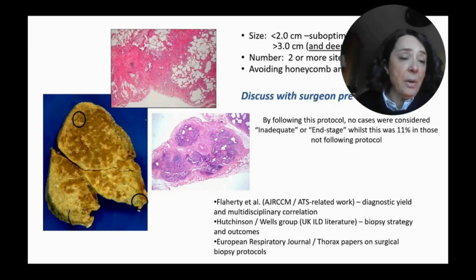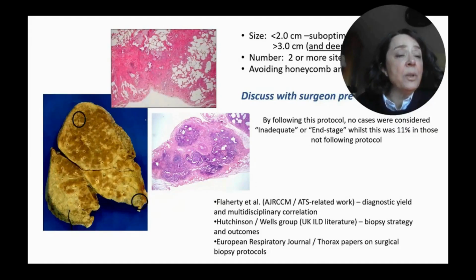This is a right lung. In the middle lobe, and in the lower lobe, in the lower segment, you have another circle. What you are going to have is honeycomb. If you take honeycomb, this is not going to give you a lot of information.